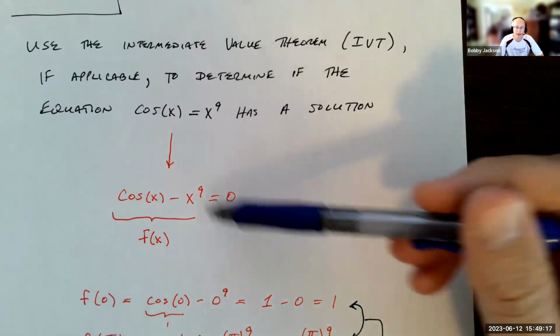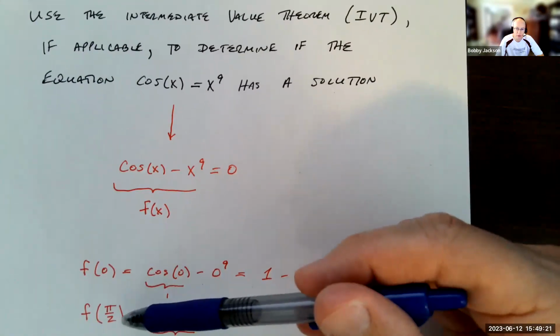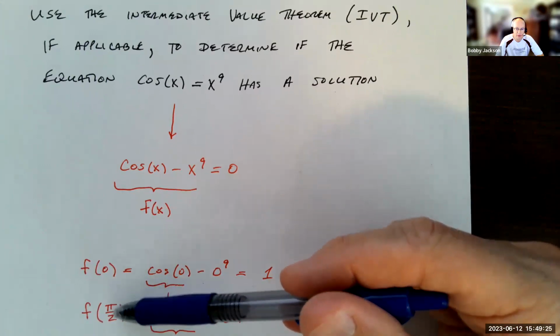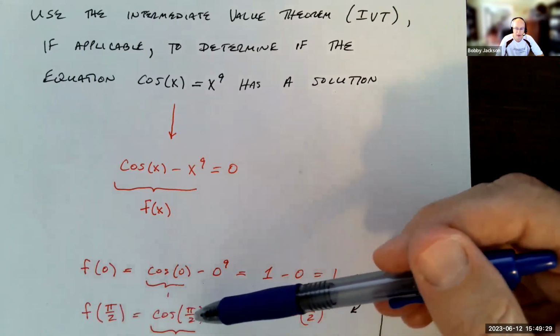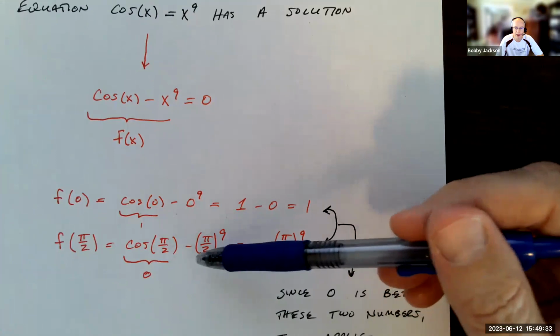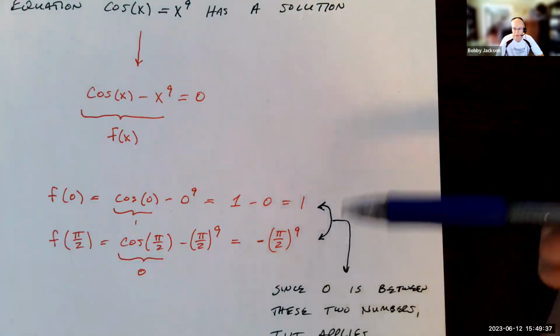Okay. And then thinking about cosine, what would be a nice value to plug in there? Well, I'm going to try pi over 2, which is about 1.57, right? Half of 3.14, 1.57. And so if I plug that in, cosine of pi over 2 is 0. So I get 0 minus pi over 2 to the ninth power. Well, that's a negative, whatever pi over 2 to the ninth power is.